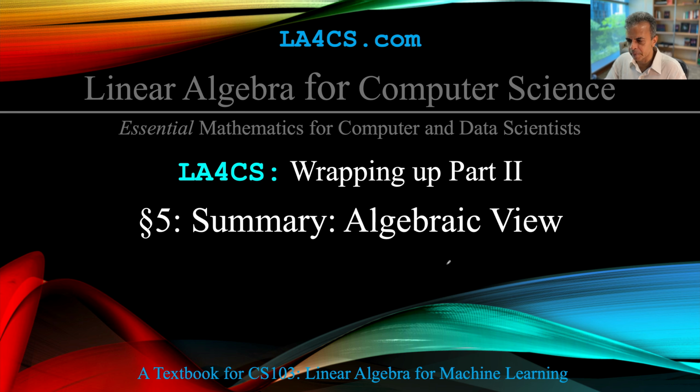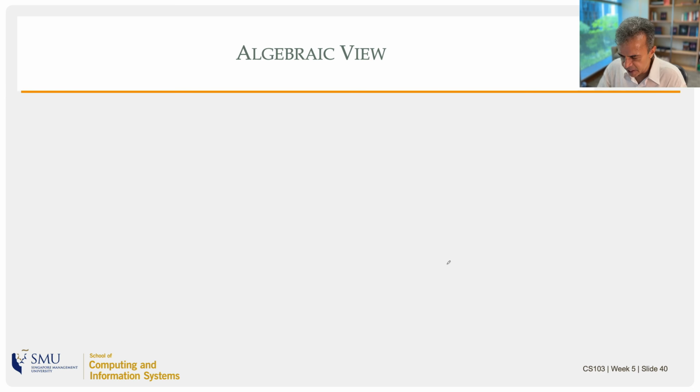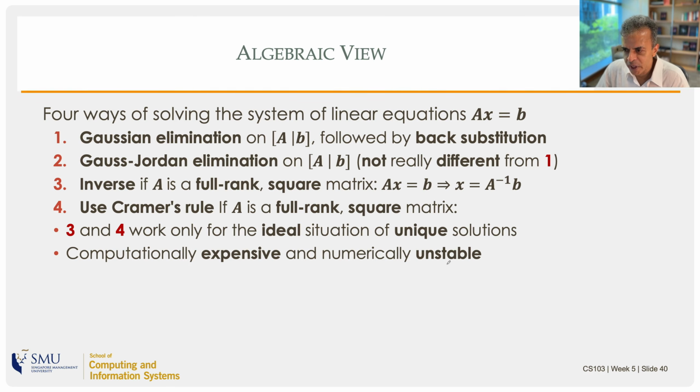And let's summarize the algebraic view. By algebraic view, we meant solving the system of linear equations encoded in any matrix. So we found 4 ways of doing it. Gaussian elimination: perform Gaussian elimination on the augmented matrix AB, and follow it by back substitution, and you will get the solutions. And you may have free variables, in which case you'll have to do a bit more complicated things. The algorithm for that is to set each free variable to 1 in a sequence, the rest of them being 0, and then finding special solutions, etc.